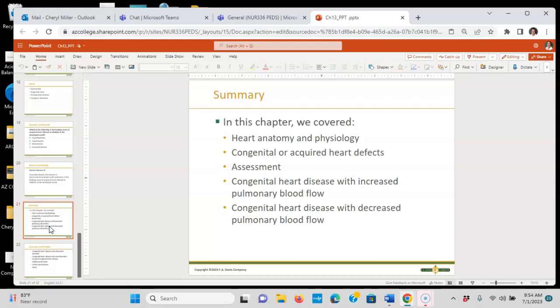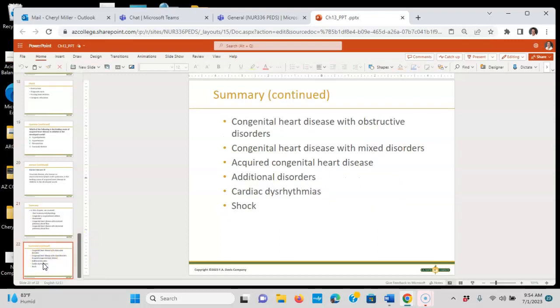Again, we have covered the anatomy and physiology, the assessment, the congenital flow of blood, pre and post delivery, congenital heart disease, additional disorders, cardiac dysrhythmias, and shock in this chapter.